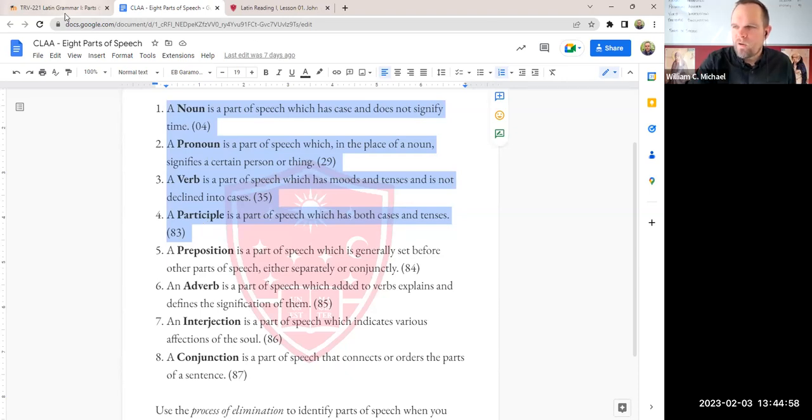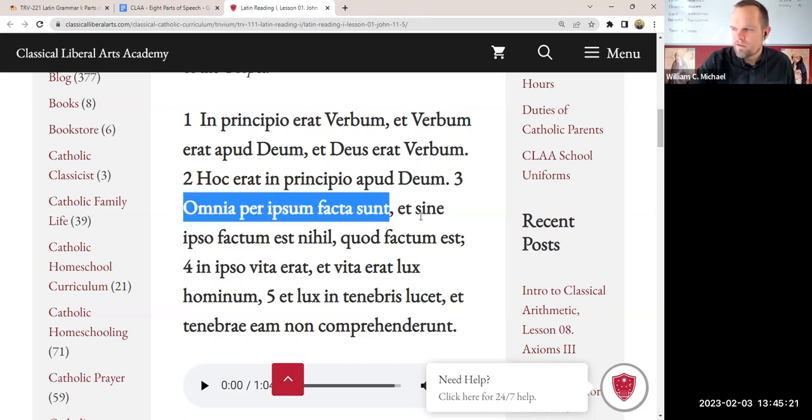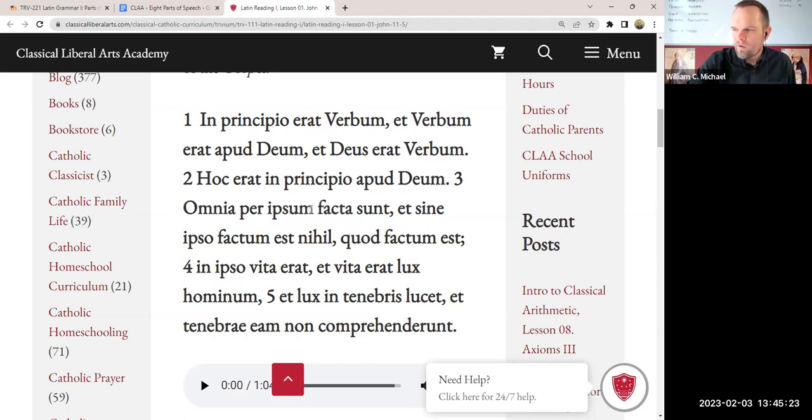Okay, so we've identified hoc as a pronoun. So once we're through that, then we've got erat again, which we know, in principio again, apud again, deum again. You start to see that the words repeat, and we don't need to go through that process all over again. So it gets faster for us. The next word in verse 3, we'd have a bunch of new words to look at. Let's look at one more and we'll finish up here.